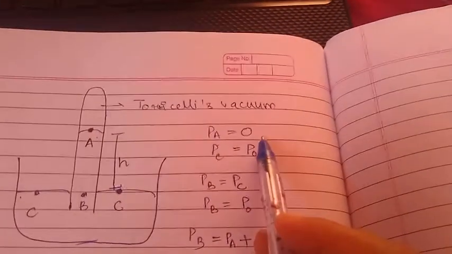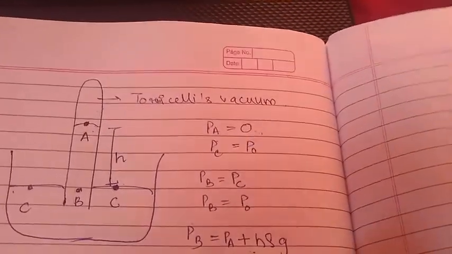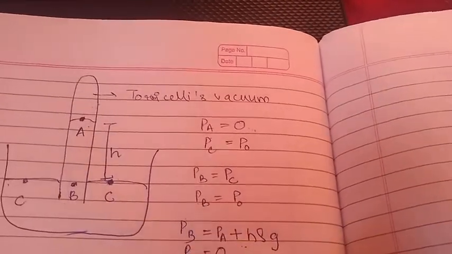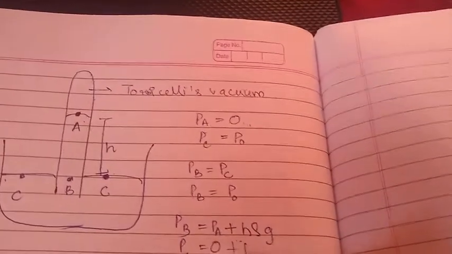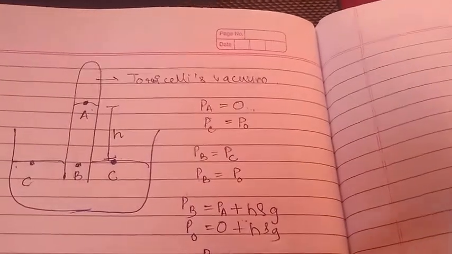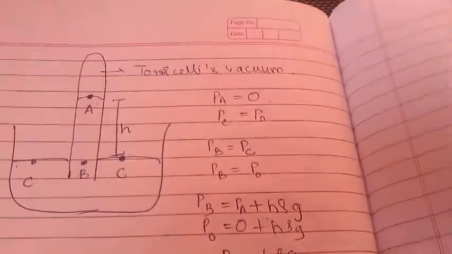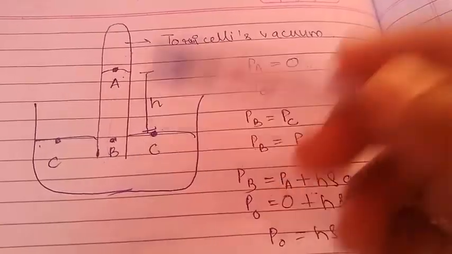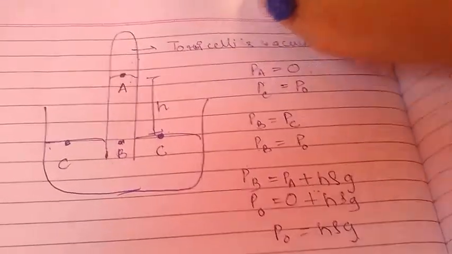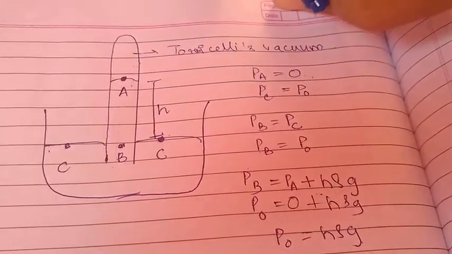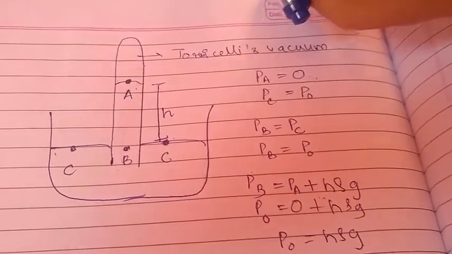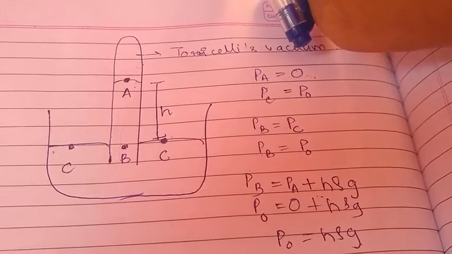Now we said that at point A the pressure is equal to 0 and the pressure at B is equal to P naught. So you can write that P naught is equal to H rho G, where H is the length of the mercury column in the mercury barometer. This is a way of measuring pressure, and this is called the mercury barometer.